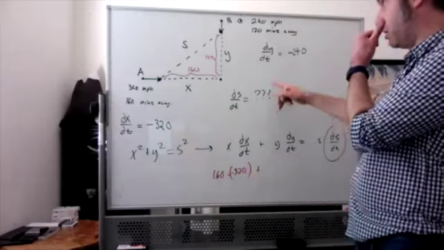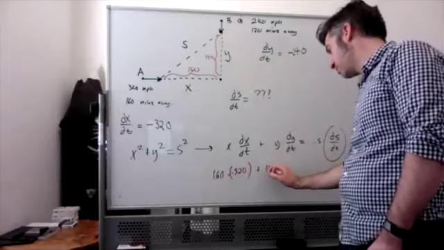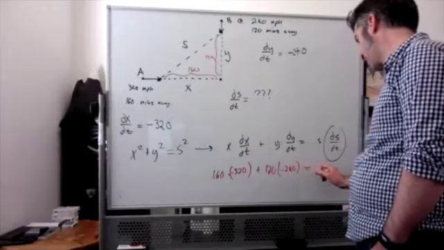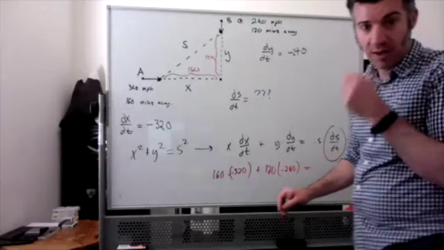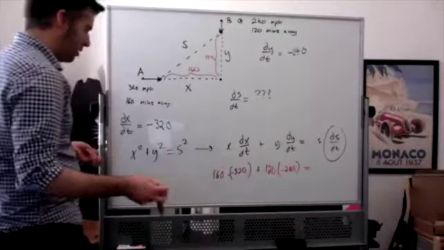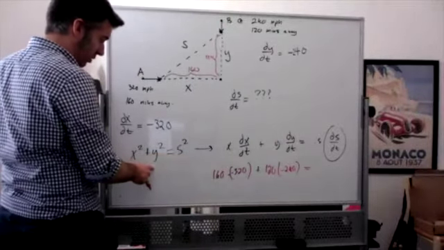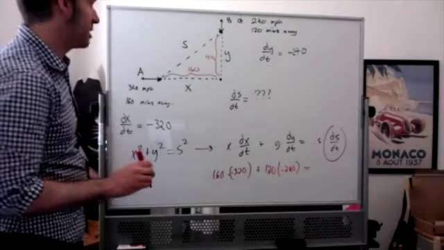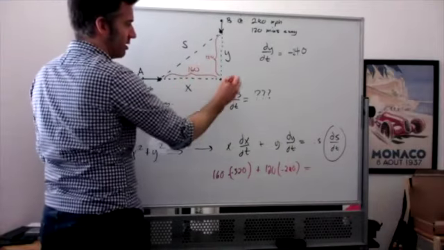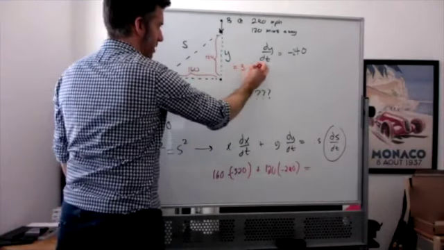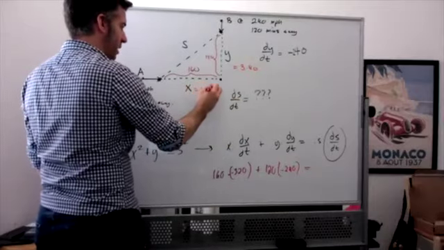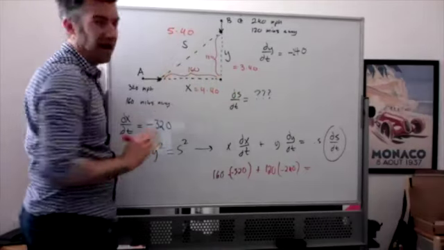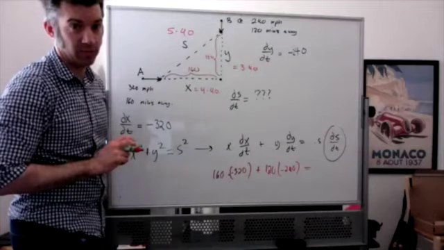And then y is 120 miles, and dy/dt is negative 240 miles per hour. Now, what is s? We could use the Pythagorean theorem to figure out that s squared equals 160 squared plus 120 squared. I don't want to do that, and I'm pretty sure I don't have to, because I can see that 120 is really 3 times 40, 160 is 4 times 40. And look, I have a 3, 4, 5 right triangle, a Pythagorean triple.